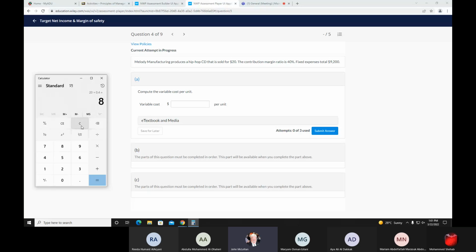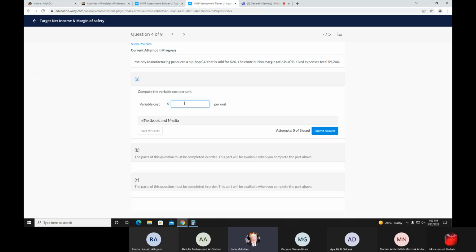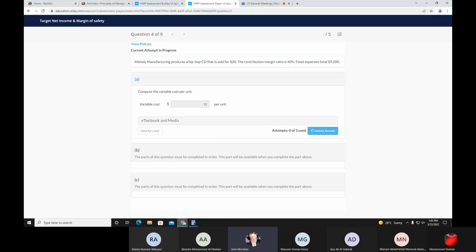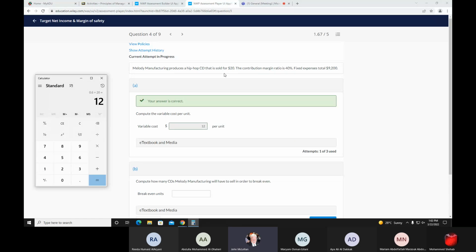The variable cost plus the contribution margin equals 100. So if you know the contribution margin ratio, you also know the complement is the variable cost. If they give you the variable cost ratio, the complement is the contribution margin. So here the variable cost ratio is 60, and they're simply asking us, what's the variable cost? 60% of what? Right, selling price. So calculate that. Right, 12.